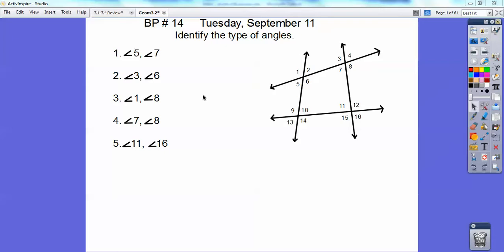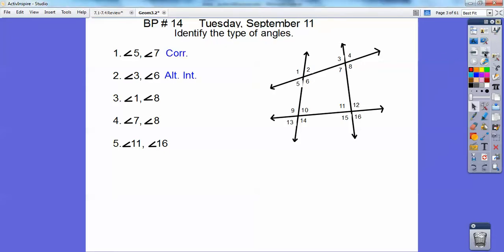Let's look at 3 and 6. Here's 3, here's 6. They're both inside and they're alternating. One's on one side of the transversal, one's on the other, so those are called alternate interior angles. So we've got corresponding and alternate interior angles.